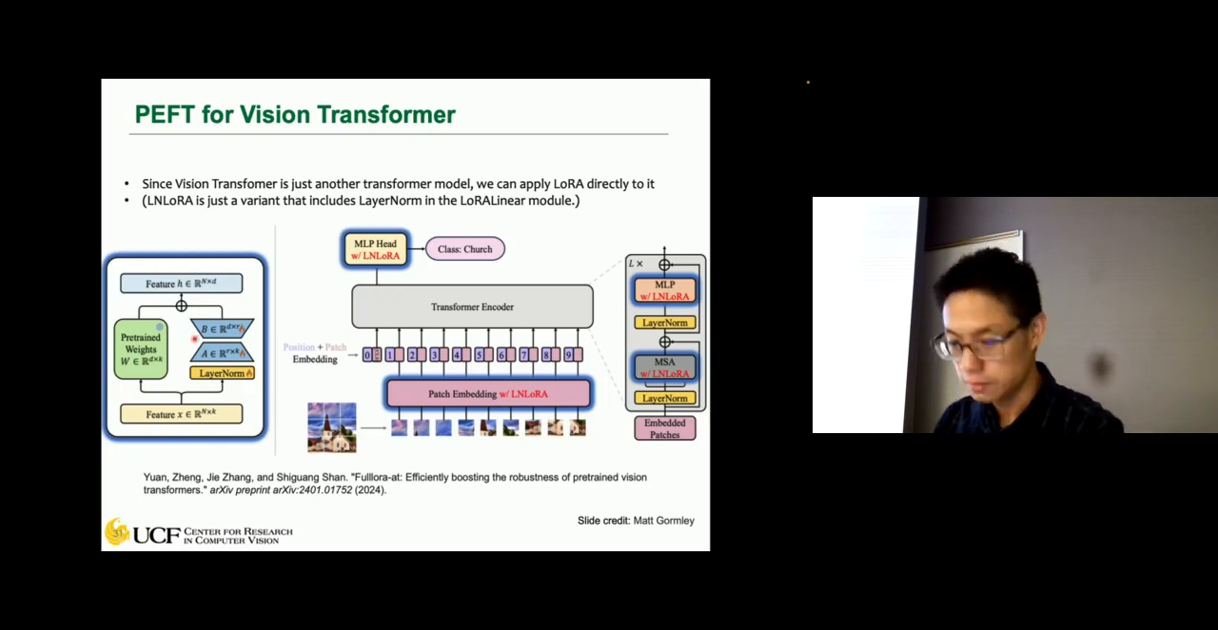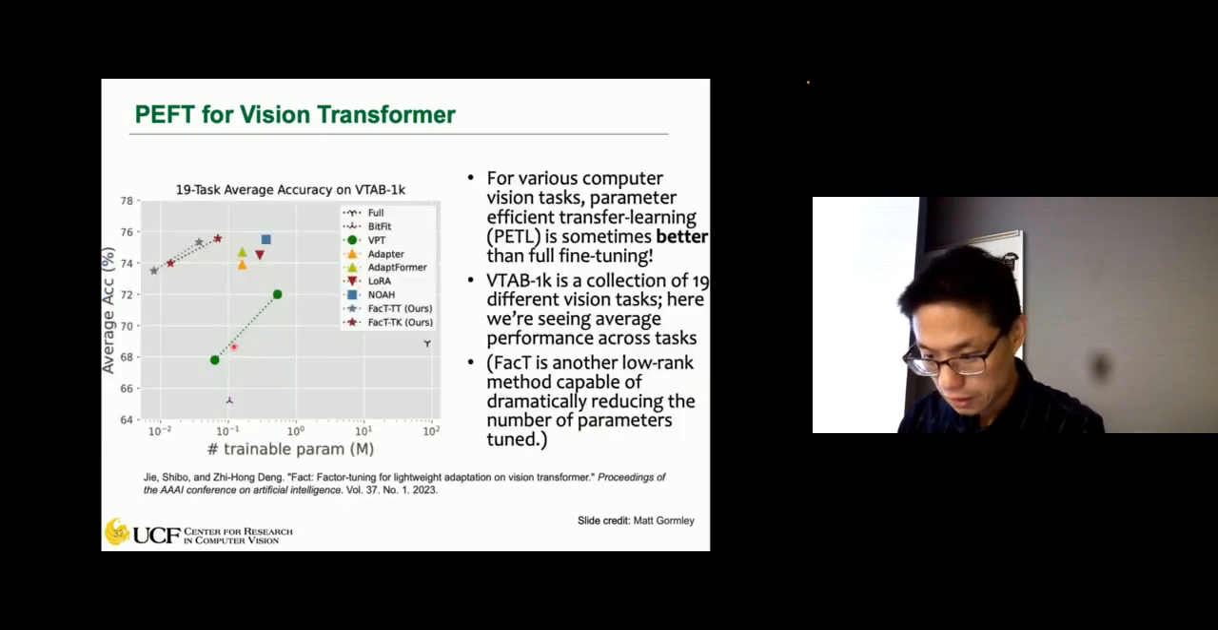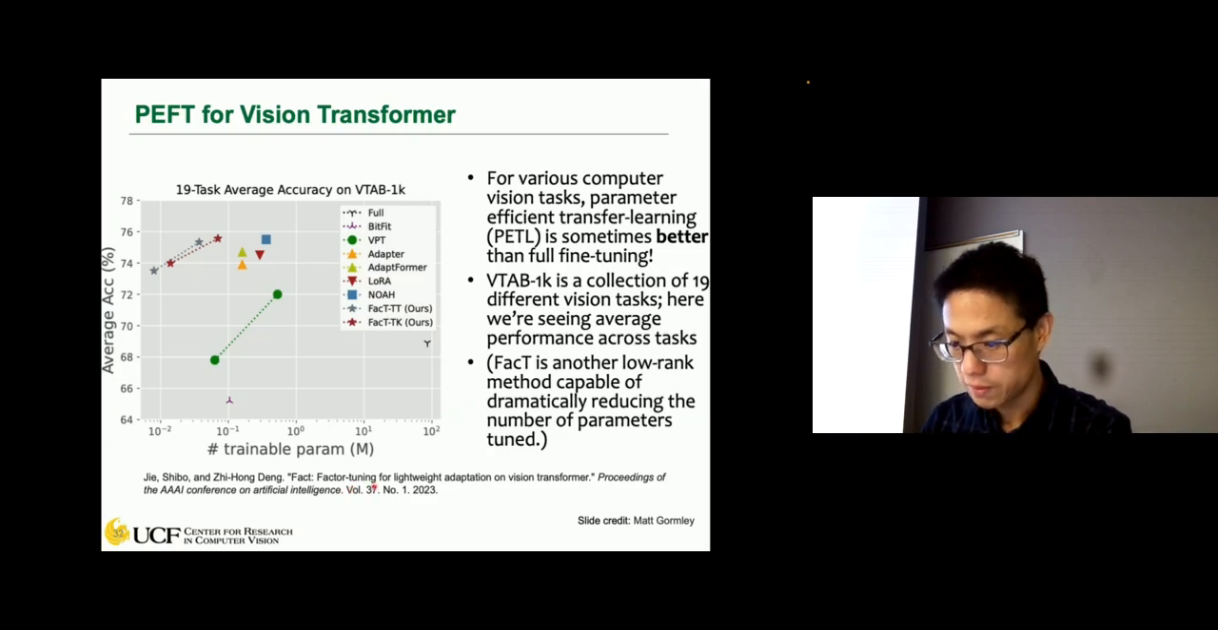On the left side, you have the original LoRA. You have these two matrices, A and B, which are the tunable parameters. The other things, like the pre-trained weights, are all kept frozen. One small adjustment they made is adding a tunable layer norm. So basically you have a tunable layer norm as an additional tunable parameter, combined with the original LoRA idea. And then this paper also uses another method called FACT, which is another low rank method to reduce the tunable parameters.